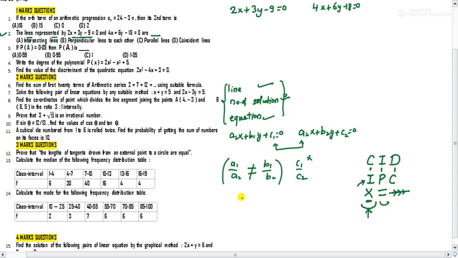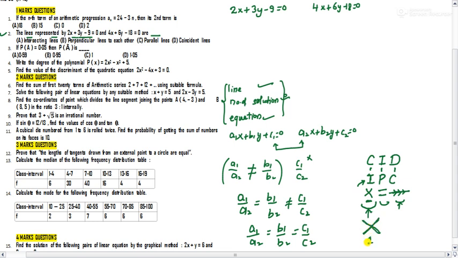Now for parallel, the first two are equal and the third one is not equal. Got it? And for coincident lines, all the three are equal. So you just have to remember this relation and this trick. What is this trick? See, I represents intersecting line. So if you look at intersecting lines, at how many points are they touching each other? Only one. So it has only one solution.